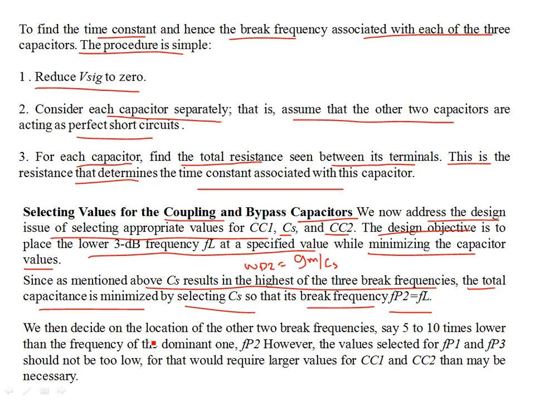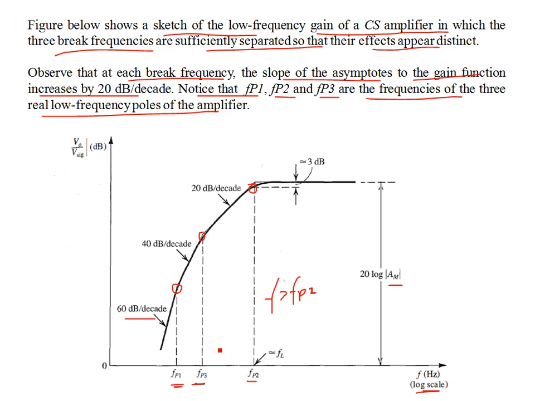That is, we then decide on the location of the other two break frequencies, say 5 to 10 times lower than the frequency of the dominant one, FP2. However, the values selected for FP1 and FP3 should not be too low because that would require larger values of CC1 and CC2. So you can select FP1 and FP3 5 to 10 times lower than FP2, but not much lower, because that would require unnecessarily higher values of the coupling capacitances CC1 and CC2.